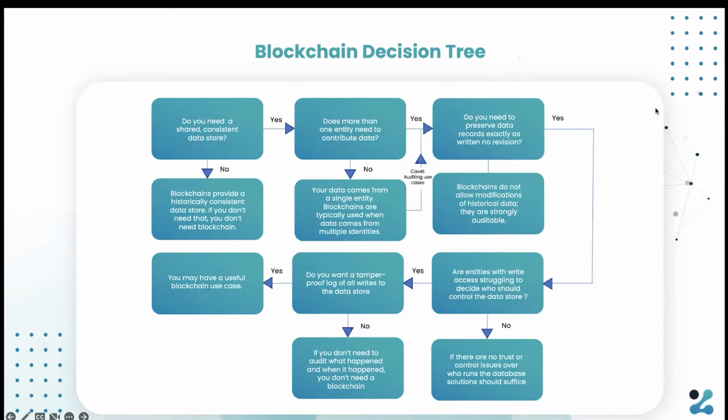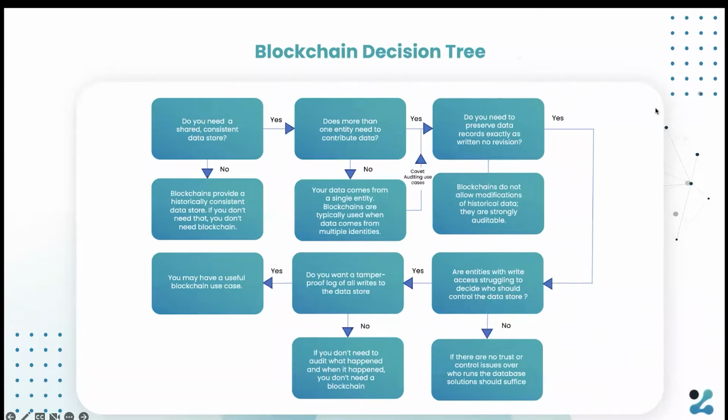But in case you have a requirement of consistency, integrity, provenance in your data store, then the next question would be that does more than one entity need to contribute data? Because if not more than one entity is contributing, the control on data's existence or generation still depends upon one party. And still, there may not be trust issues with the data. So if no, and your data comes from a single entity, then it may not be the right use case for you too.